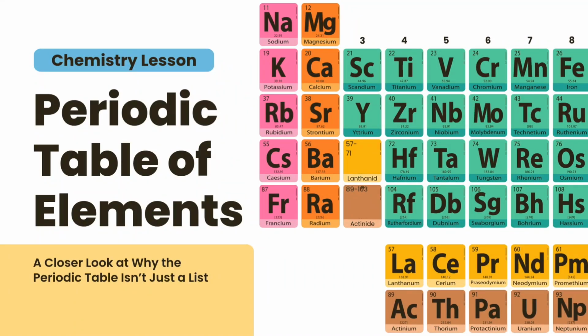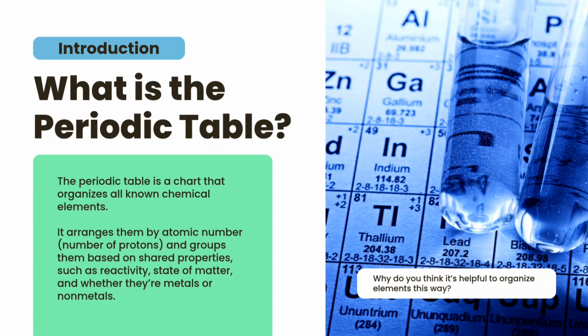Today, we are going to understand the periodic table of elements in a very simple way. Many students think the periodic table is just a chart full of symbols and numbers. But actually, it is a well organized map that helps us understand every known element and predict how elements behave. By the end of this video, you will understand how the periodic table is arranged and why it is one of the most important tools in chemistry.